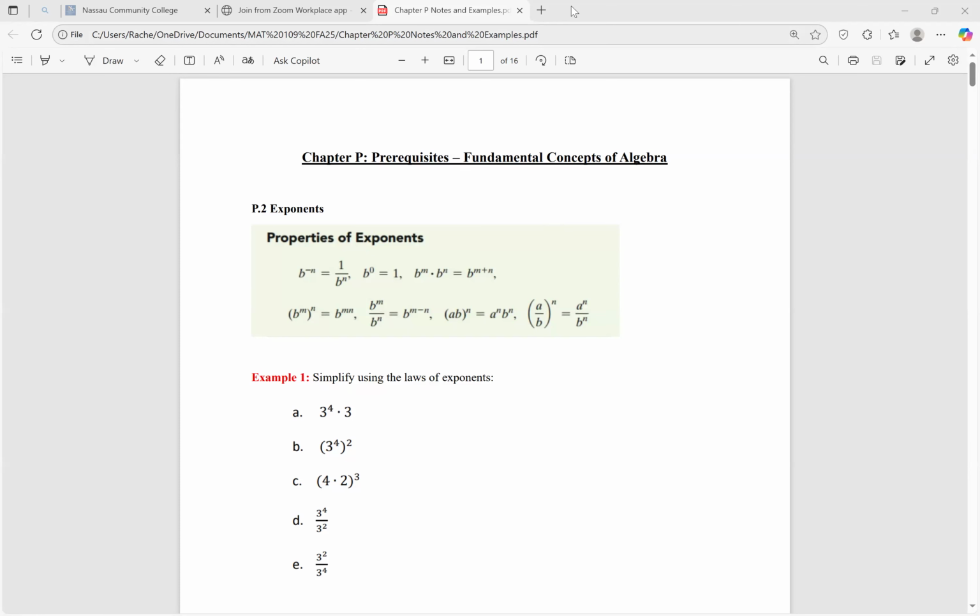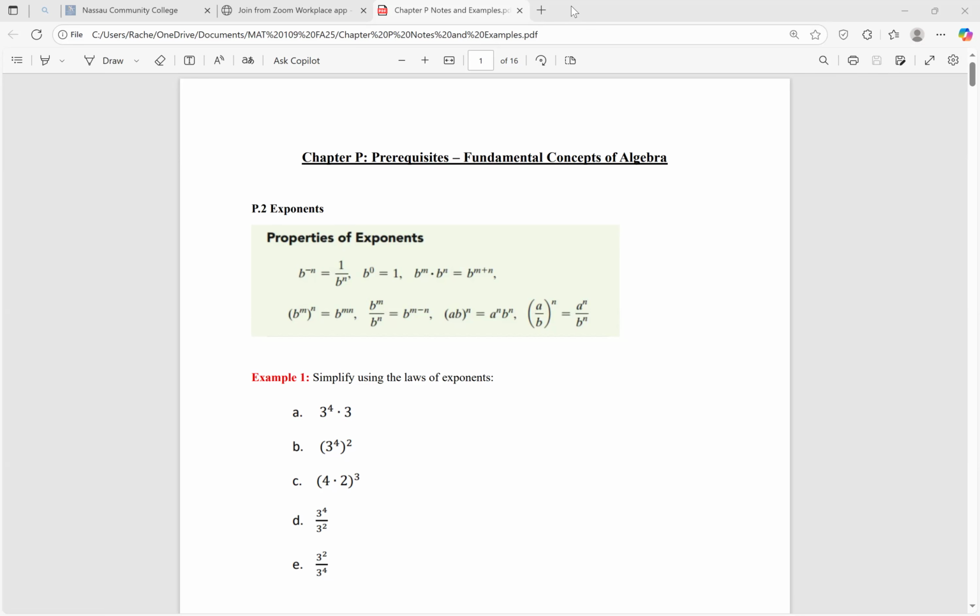And what I did up in the top half of this page is I summarized the main properties of exponents. So for example, we have our rule that says if I take a base and raise it to a negative power, we have to take the reciprocal in order to make the exponent positive. We have the rule that b to the 0 is going to be equal to 1. So if I have a base raised to a power 0, the result is going to be 1.